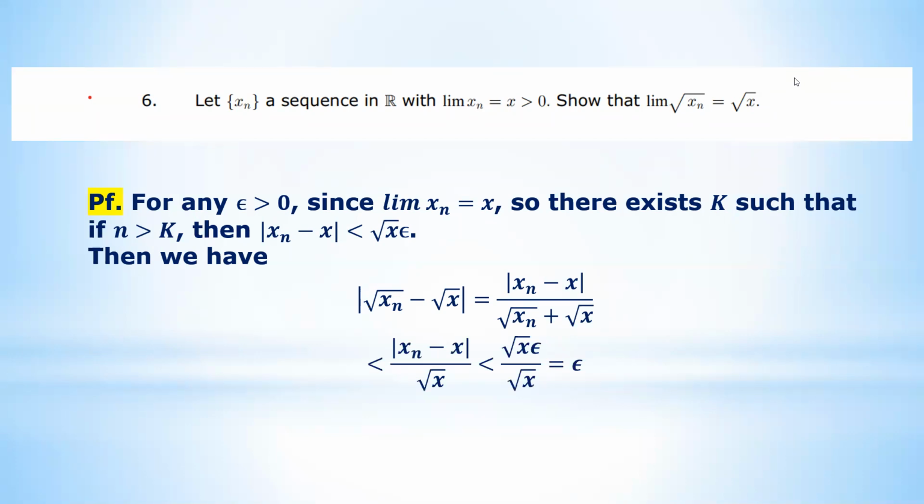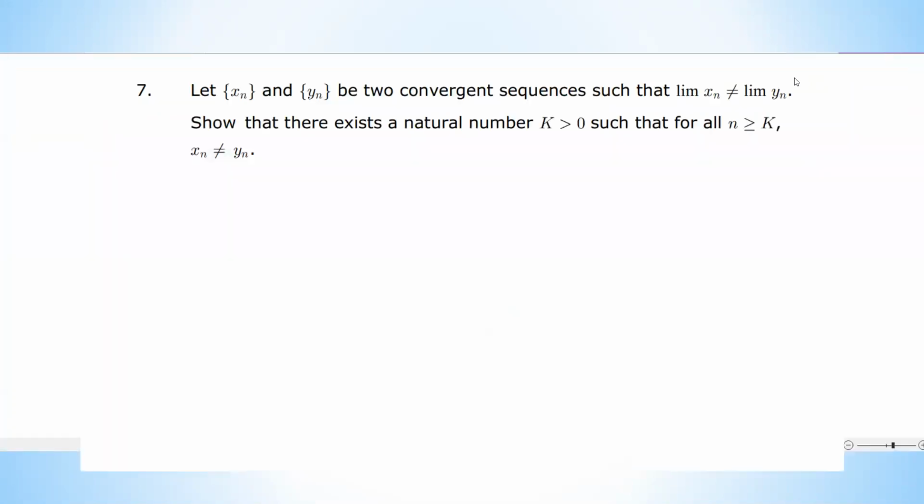And then you can see |xn minus x| is less than square root x times epsilon divided by square root x. So that square root x cancels. So this gives you just the epsilon. Okay. So this is what happens. So this is an easy one. So I will also show you the other one.